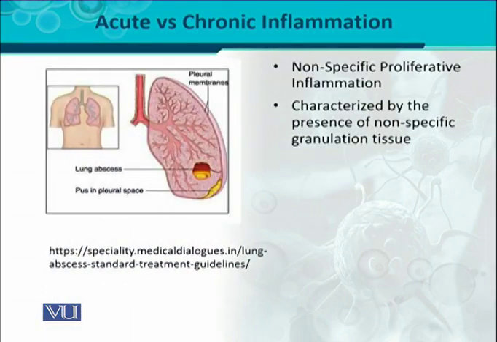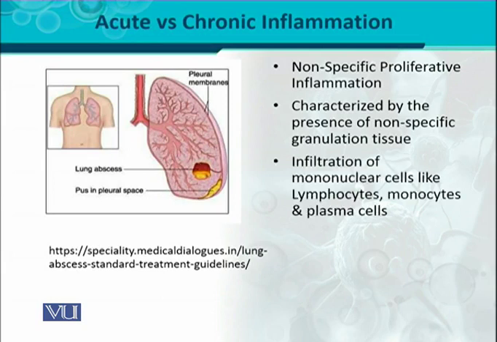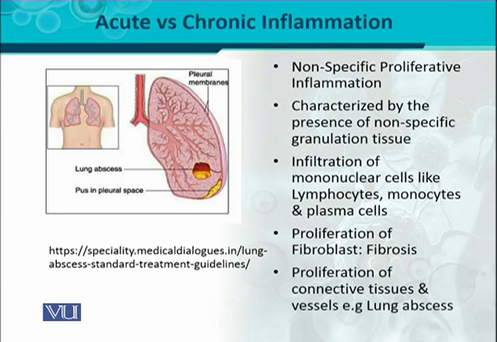So the proliferative is a non-specific inflammatory process. It is characterized by the presence of non-specific granulation tissue. Means in the soft tissues, granulation will occur, fibrosis will occur, and as a result there is infiltration of mononuclear cells like monocytes, plasma cells, and leukocytes; they will infiltrate there, and as a result proliferation of the fibroblasts, fibrosis will occur, and the soft tissue there would get hard, and there would be the accumulation of all the immune cells, and as a result there would be a response that is called abscess formation. Abscess, like pus formation, proliferation of the connective tissue and the vessels.